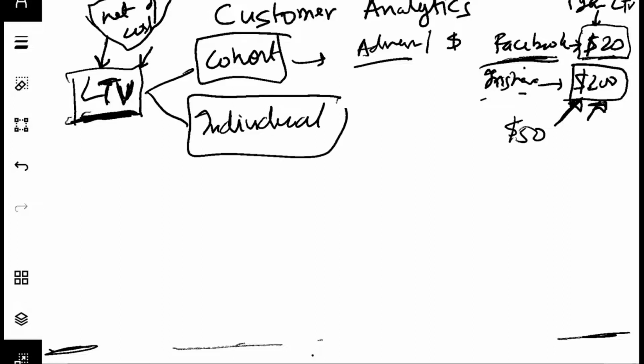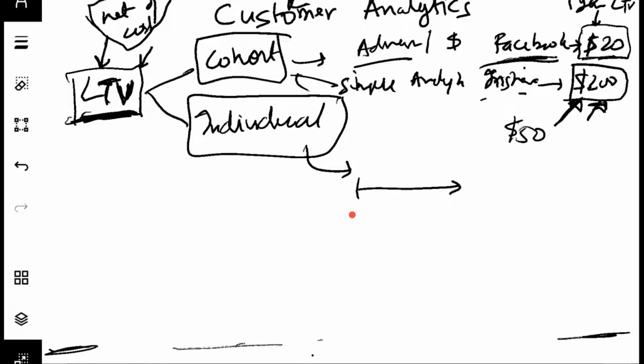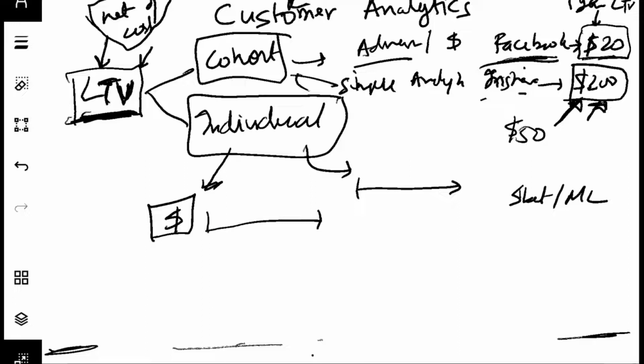The other way to do it is individual. Most people should start with cohort analysis. This is simpler, what would be considered simpler analytics, right? Individual analytics and projection of it often needs statistical models and machine learning. And you can do it two ways. One is you look at just the dollar value and then project it out as is.